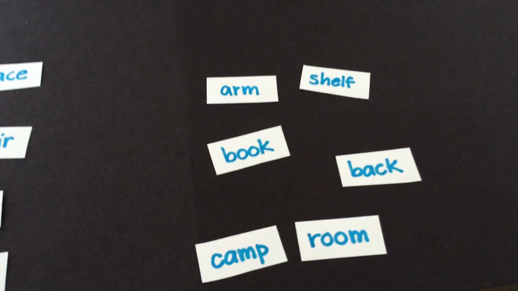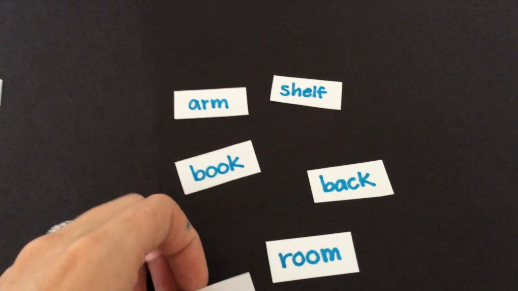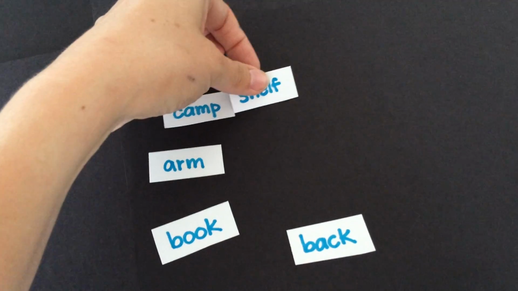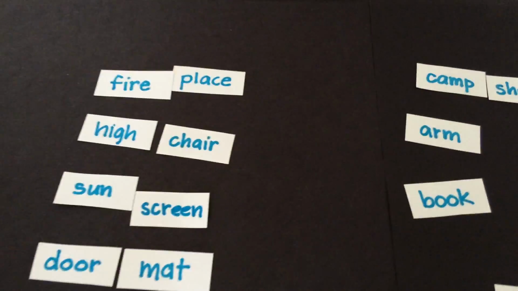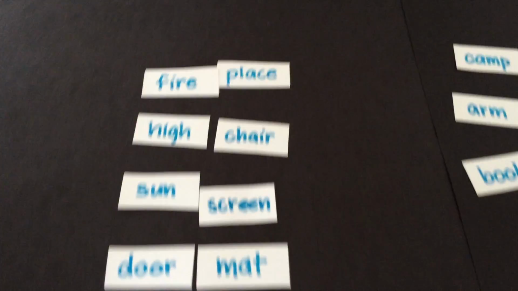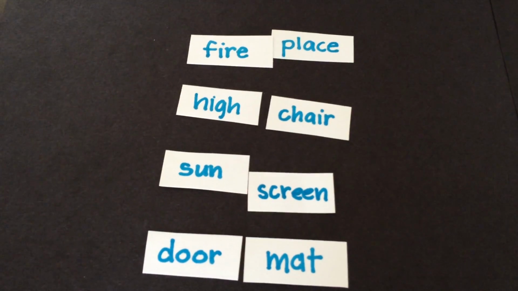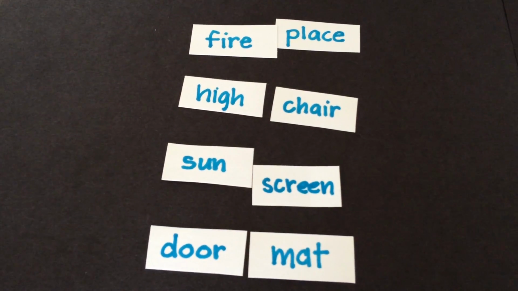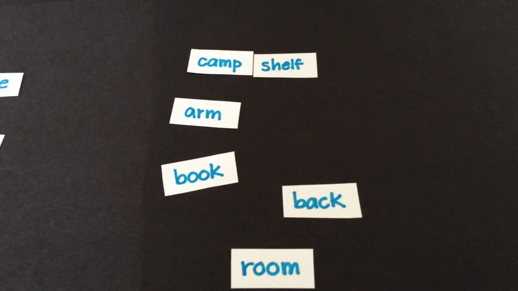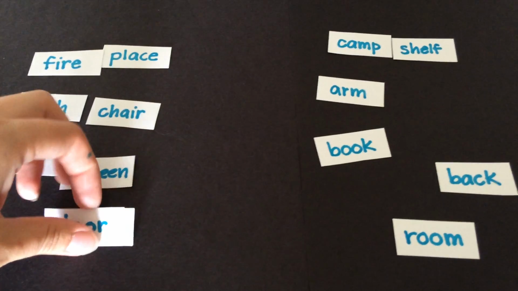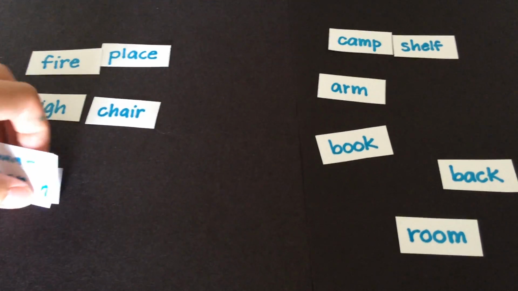Some students may get a little silly with it and say, oh, a camp shelf, a shelf where you keep your camping supplies. So as long as they're focusing on the fact that these are single syllable words, they're making them into a new word that has a totally different meaning and is more complex. That's the object of this task. And I think it's a lot of fun to kind of play around with compound words.